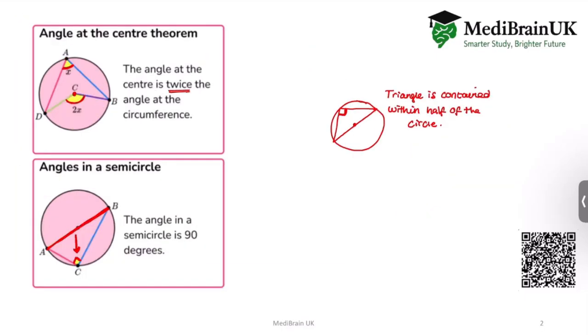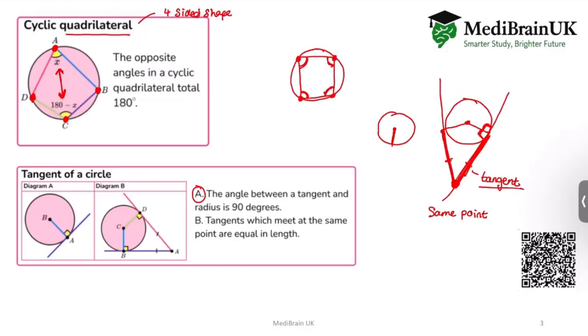Angle at the center is double the angle at the circumference. The angle in a semicircle is 90 degrees. Remember, it's just a triangle that is taking up half of the circle. We've looked at the rule of a cyclic quadrilateral, and we've looked at the tangent rules in a circle. If there's any of them that you don't quite understand, please do let me know in the Q&A and I can go over them once more.